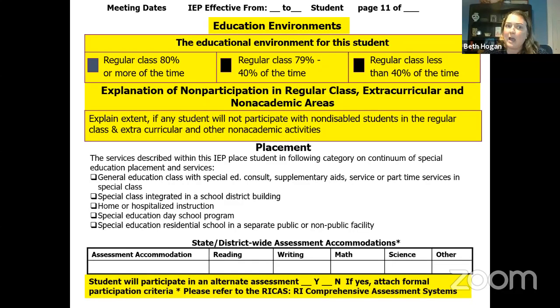And what is important on this document is the next section, which says explanation of non-participation in regular class, extracurricular, and non-academic areas. Because our goal is always to keep our students in the least restrictive environment, it is the team's responsibility to explain why a student will not be participating with regular ed peers in a regular ed classroom during academics, extracurriculars, and non-academic areas of their day. So that kind of breaks down what we call placement and environment.